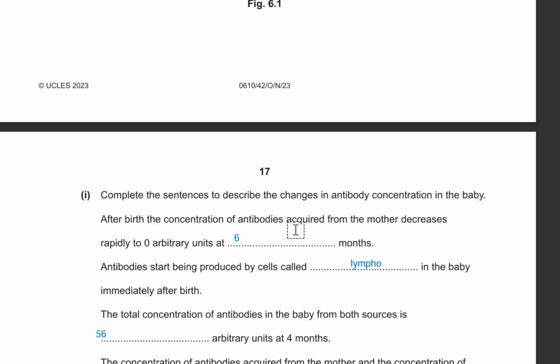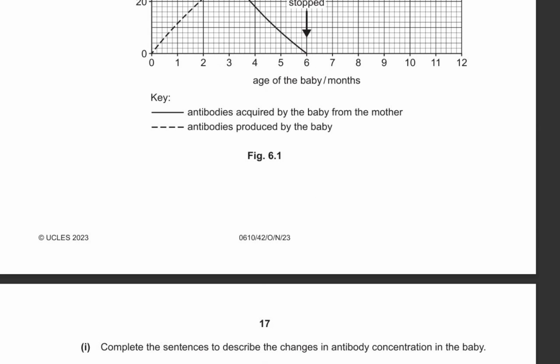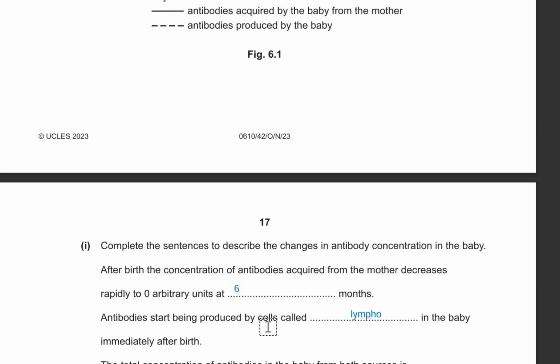So we have to use the graph to fill in the blanks that are here. We are going to do this: after birth, the concentration of antibody acquired from the mother decreases rapidly from 0 till 6 months. Antibodies start being produced by cells called lymphocytes in the baby immediately after birth, because lymphocytes are the cells responsible for the production of antibodies.